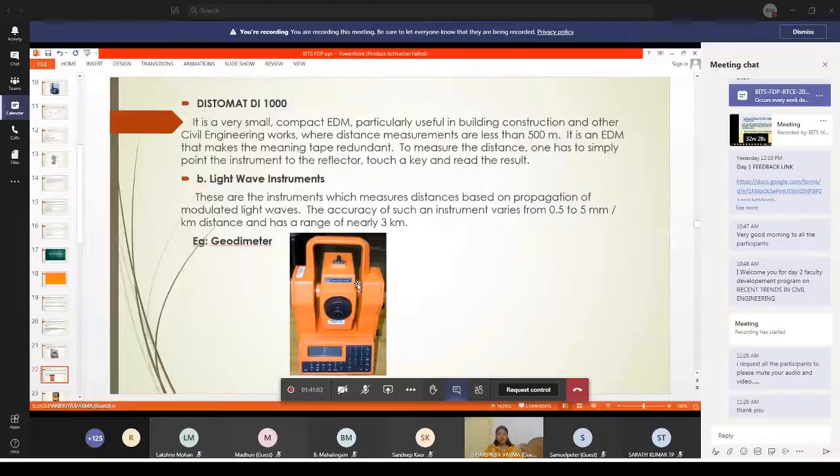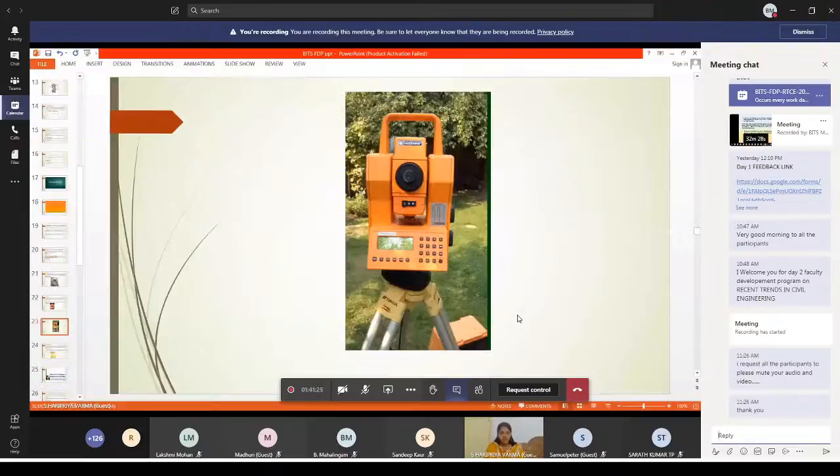Coming to light wave instruments, these are instruments which measure distances based on propagation of modulated light waves. An example of a light wave instrument is the geodimeter. And the range of these light wave instruments is nearly 3 kilometers. Now let us see the working and operation of the geodimeter.